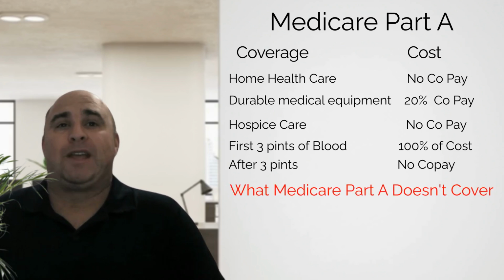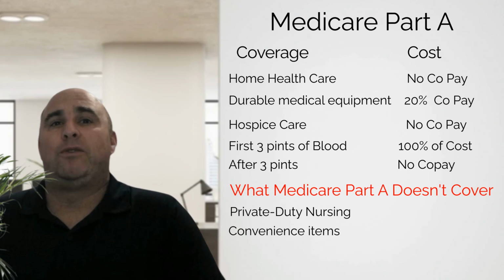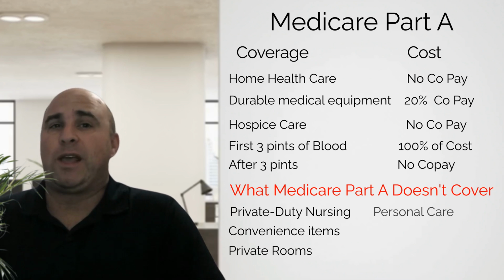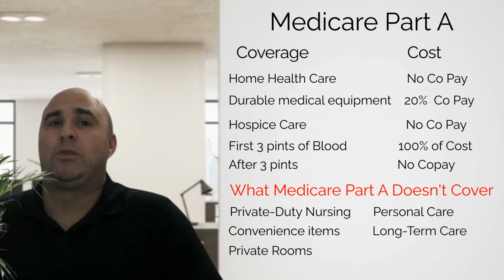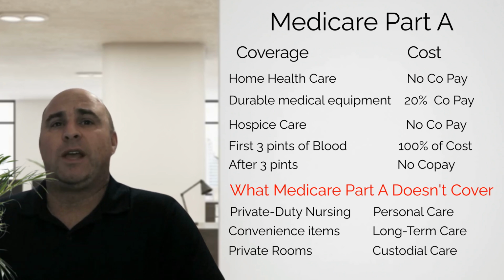What Medicare Part A doesn't cover: private duty nursing, services provided by a private duty nurse. Televisions or telephones in your room. Convenience items are not covered. Private rooms, except when medically necessary. Personal care items such as razors, slipper socks, etc. Long-term care: most long-term care costs are not covered. Custodial care, if it's the only care you need and you don't need skilled nursing or rehabilitative care.